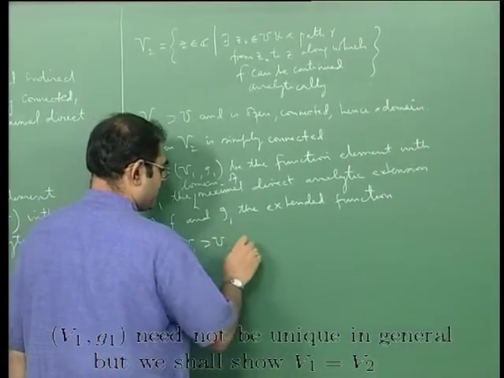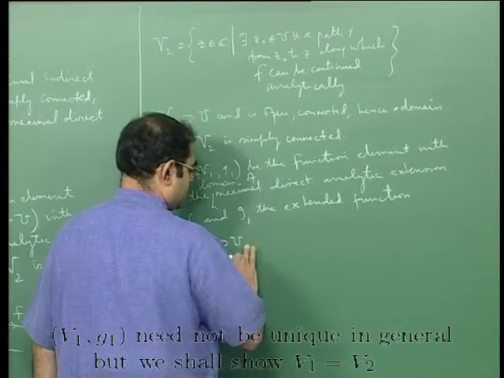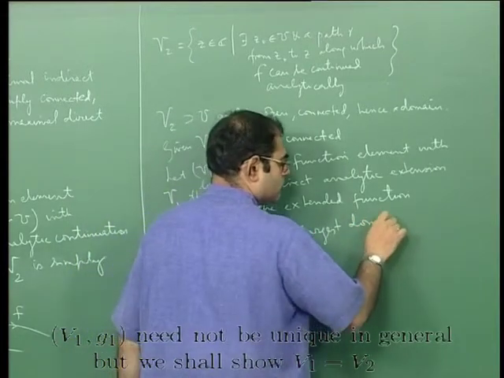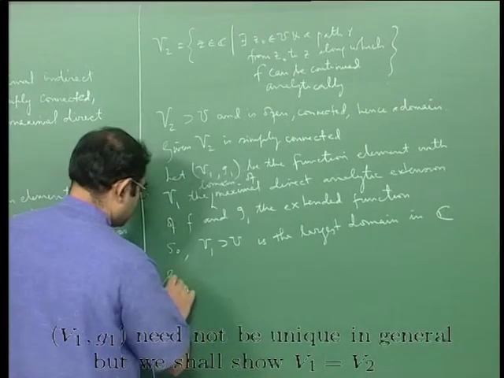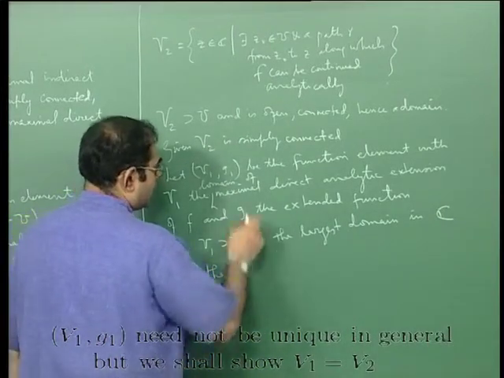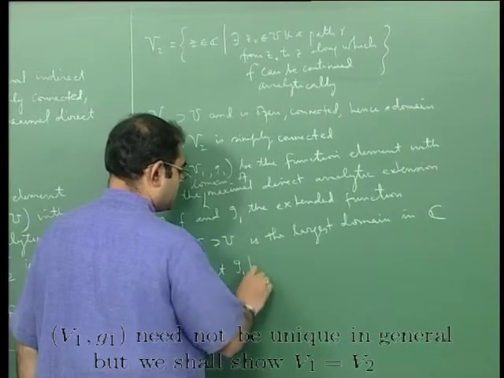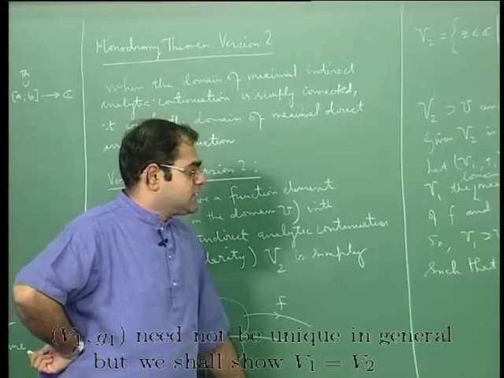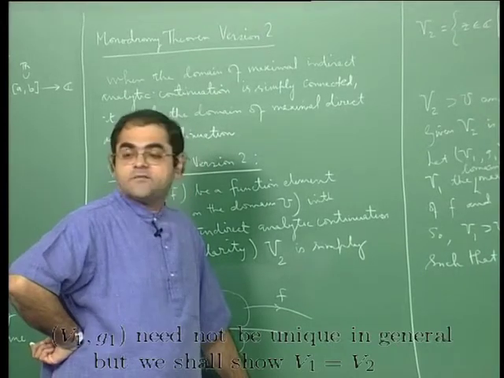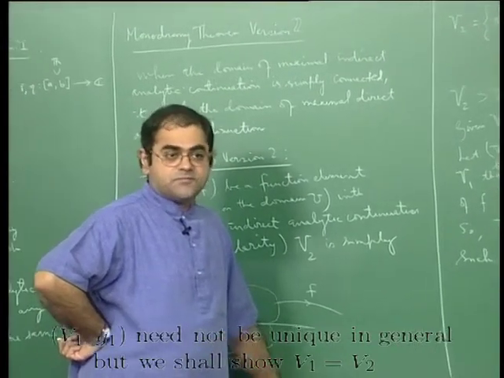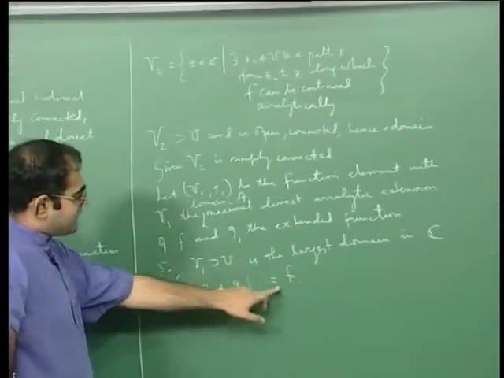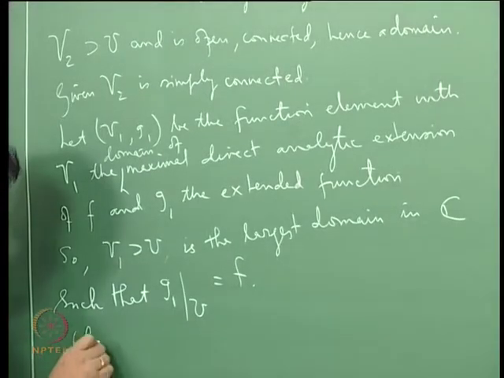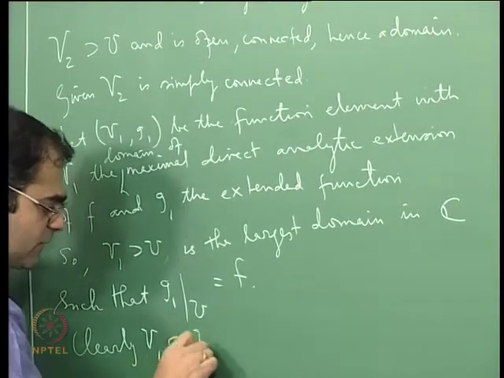V1 contains U, is the largest domain in the complex plane such that G1 restricted to U is equal to F. Okay, this is the maximal domain of direct analytic extension or continuation of F. And of course, since G1 extends F, it's very clear that V1 is contained in V2. Okay, clearly, V1 is contained in V2.